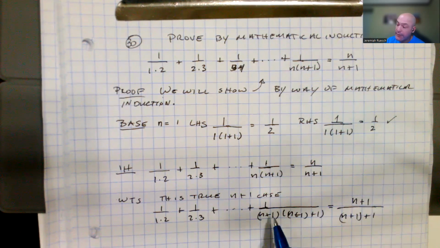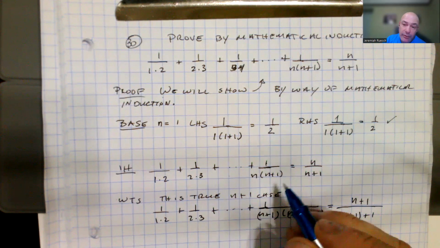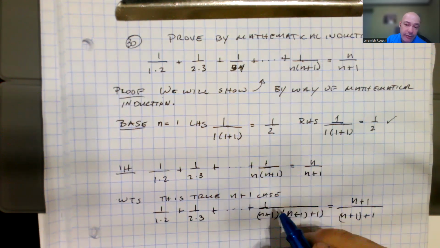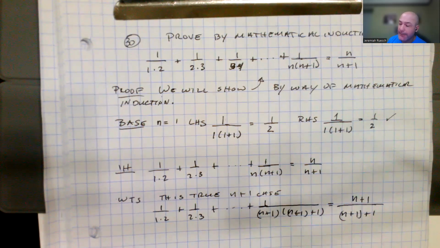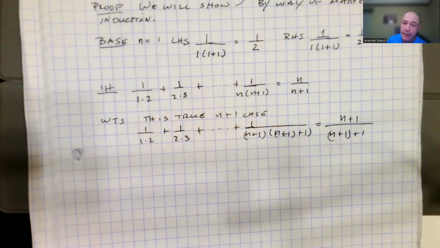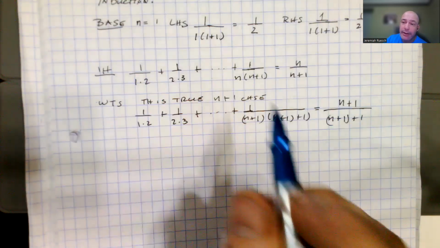So this is the next case, the n plus 1 case. We're assuming it's true for this case. If it's true for the next case, then it's true in general. So we can say that it's true for all natural numbers at that point. So what we can do is start with the left-hand side, and hopefully we'll arrive at what we want to show.